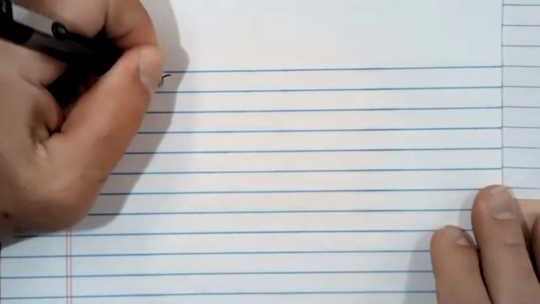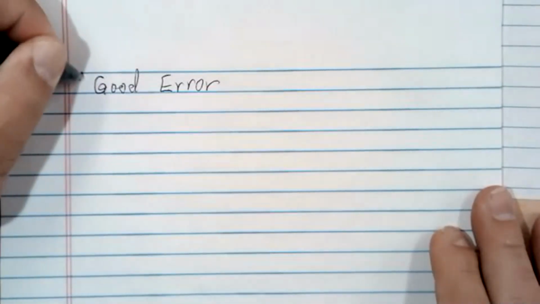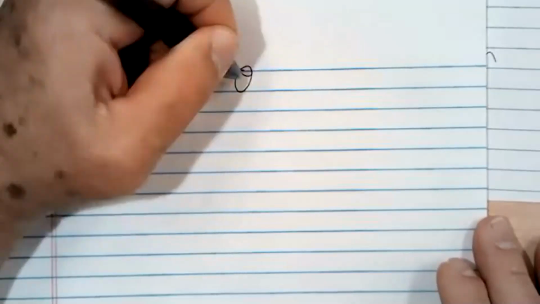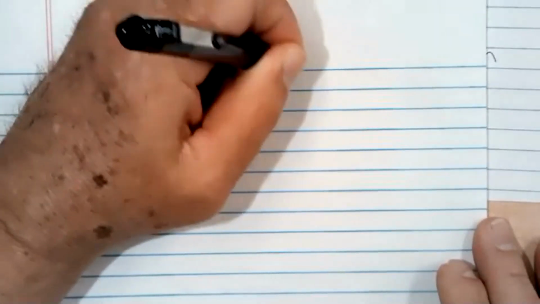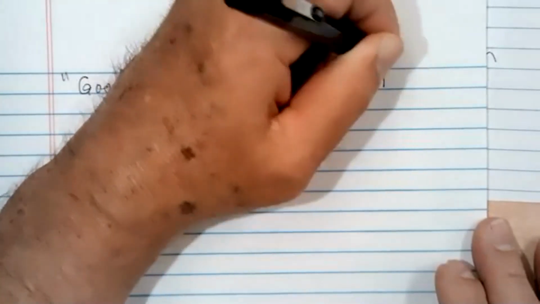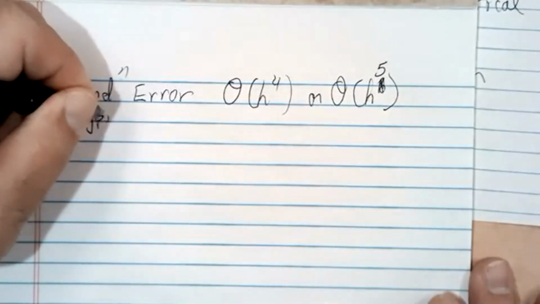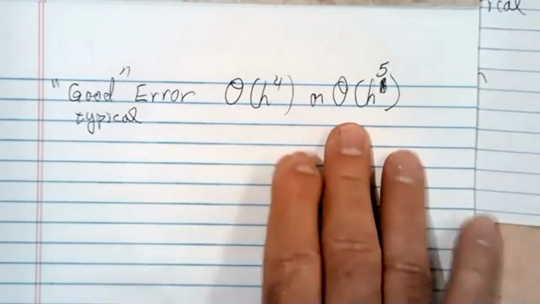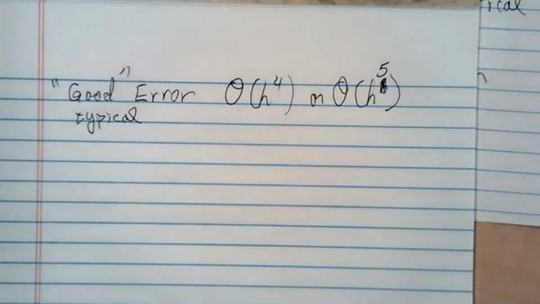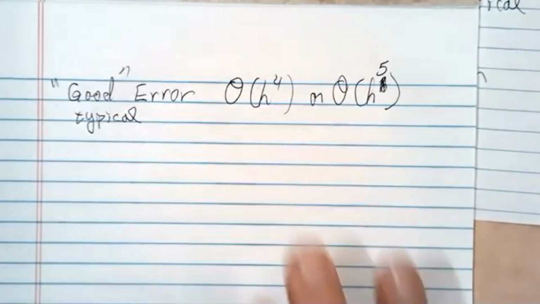Now, good error is usually big O of h to the 4th or big O of h to the 6th. Oh, or h to the, I should probably say 5th. That's typical. Now that does not mean that there aren't 6th order methods or 20th order methods. There are, but there's usually a good reason not to use them.